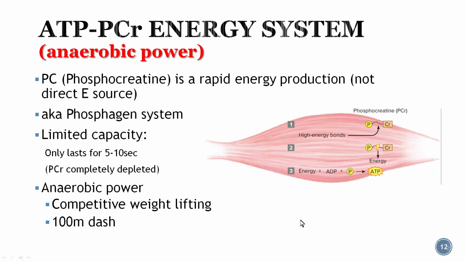Okay, the first one is the ATP-PCR energy system. PC, or phosphocreatine, or PCR, is a rapid energy production system, not a direct energy source. Okay, it's also called the phosphagen system, but it will produce high and quick energy. Its limited capacity only lasts for 5 to 10 seconds until PCR is completely depleted, and it shows you the anaerobic power of your body. Okay, these are the examples. If you look at competitive weightlifting or the 100 meter sprint, that's what it is.